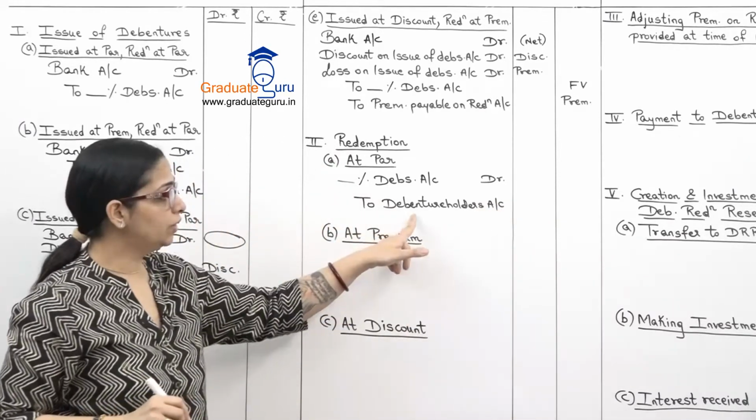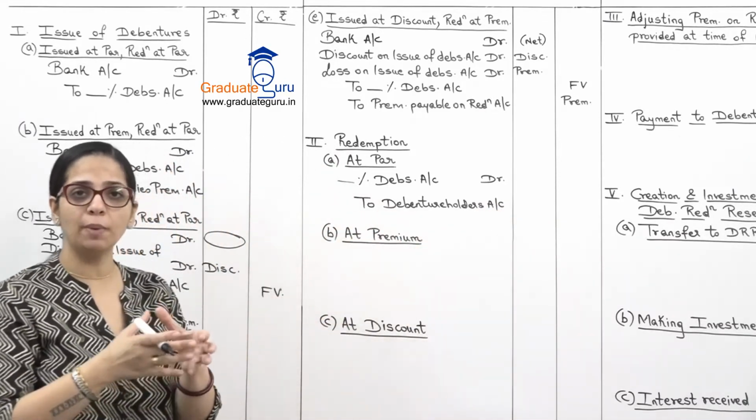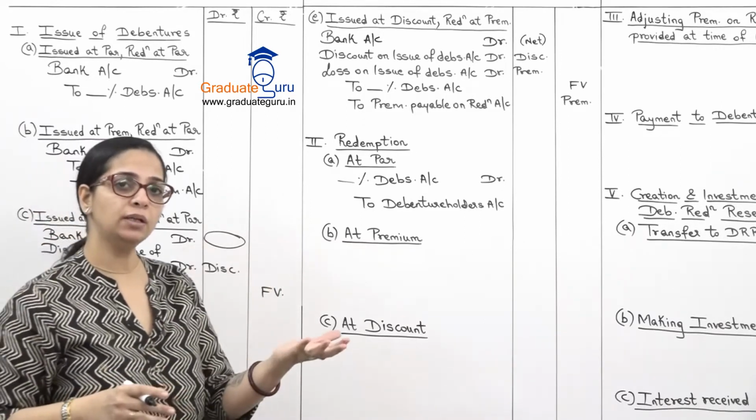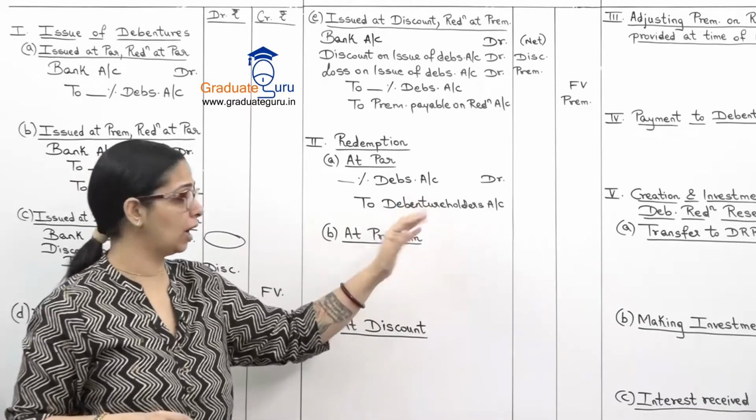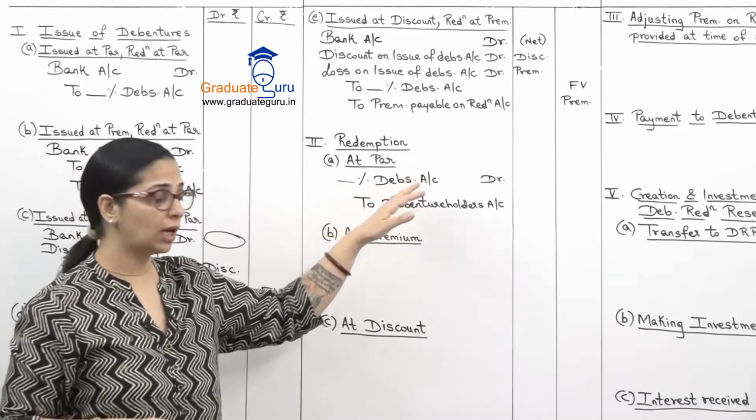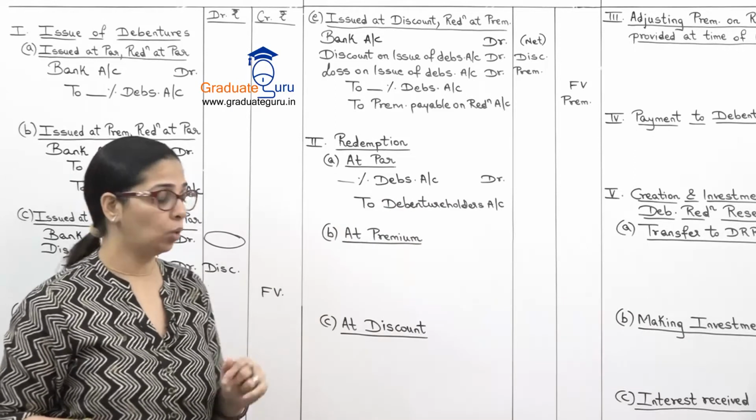So here we are transferring it to a temporary account, debenture holders. जब हम उन्हें पेमेंट कर देंगे, ये अकाउंट भी कैंसिल हो जाएगा. So this is just a temporary account. So and so percent debentures account debit to debenture holders.